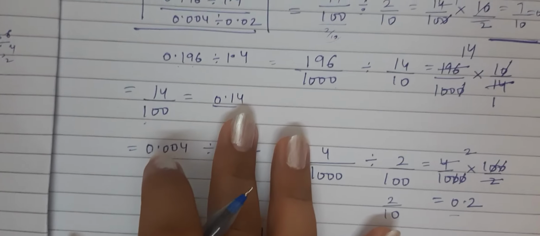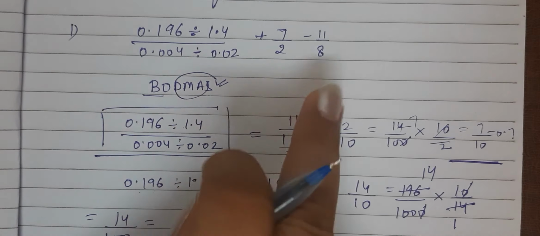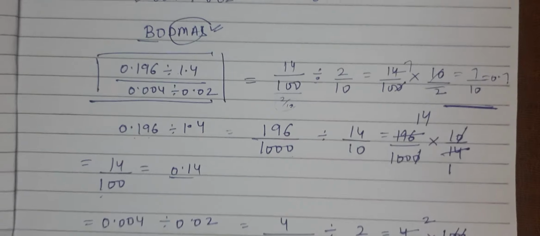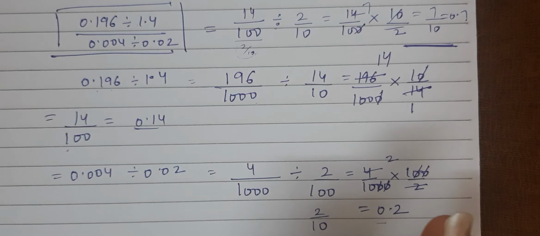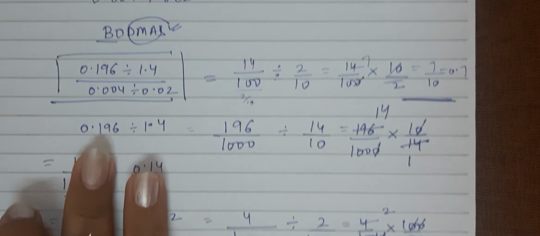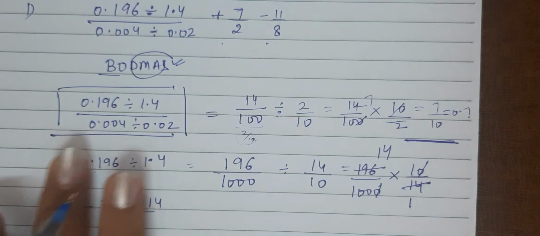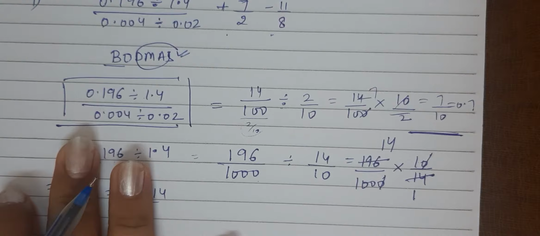I will again repeat. First of all, we will use the BODMAS rule. I have solved the division method. You can solve it like this also separately, so that you can get the answer and no problem will be there. Then you can add with it and then subtract because of the BODMAS rule.